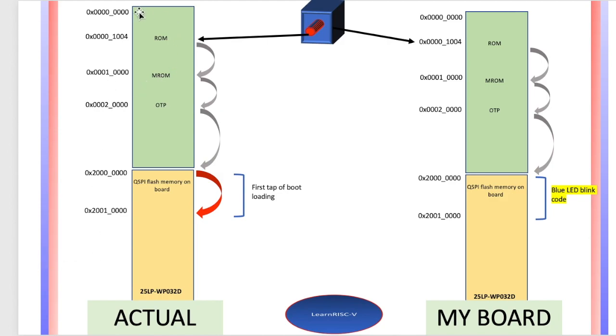This is when you buy a brand new HiFive 1 Revision B board. Right after the reset, the execution will jump into ROM, run some code, then jump into a mapped ROM, then again jump into one-time programmable memory. From there, it would jump into the flash memory at this address. Then again, it would jump into the address 0x2001000. I have represented here as one linear memory, but these are all memory maps.